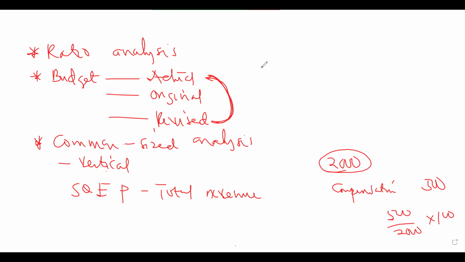If you come to the statement of financial position, so let me just write this one in full. Statement of financial performance, statement of financial position. What we do is that our base will always be the total assets. So other items over there will be expressed as a percentage of the total assets.